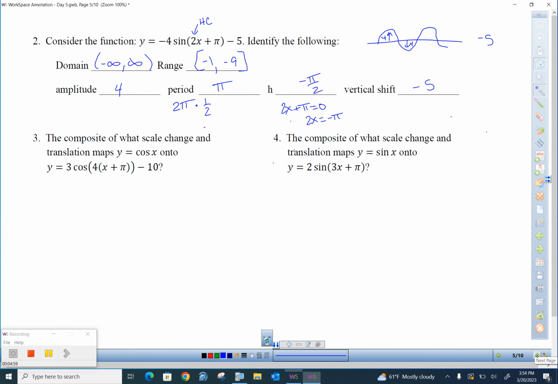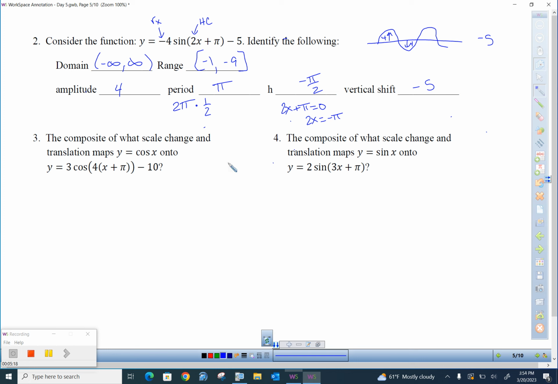Okay? This one, hopefully the conversation about range helped, but a visual sometimes is nice. From that midline, we go up the amplitude and down the amplitude. I do want to point out that the amplitude here is always positive. Remember, this negative just means we have a reflection over the x-axis, which means our sine wave would go down first instead of up from the parent.